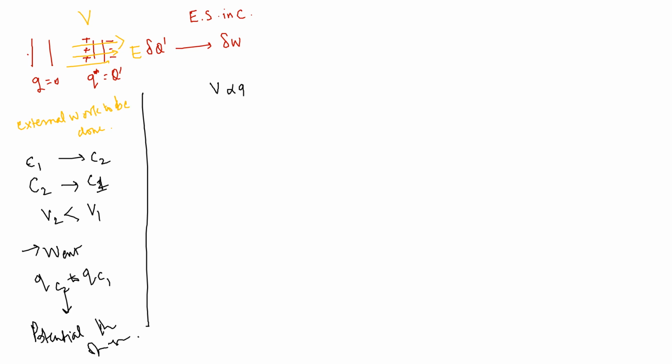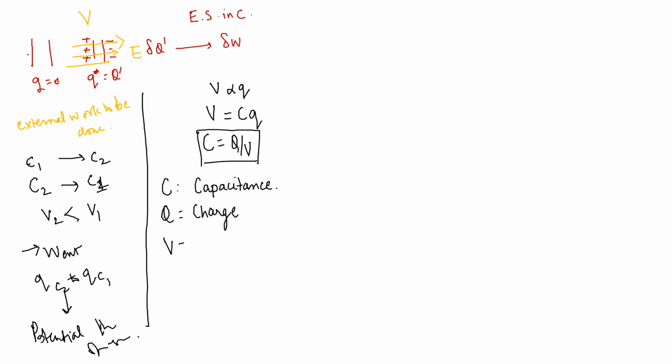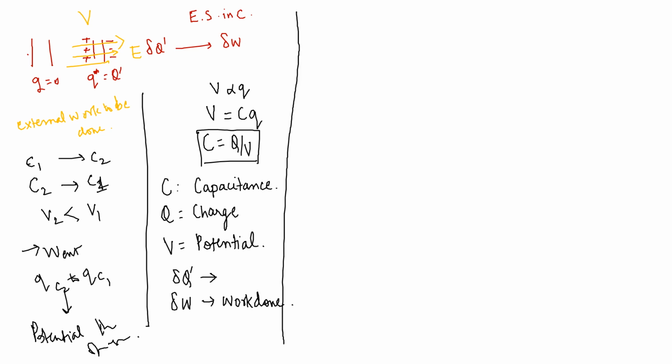So V is proportional to the charge, and V equals Q upon C. This we know: C equals Q upon V, charge upon the potential, from the capacitance. Here C is capacitance, Q is the charge, and V is the potential. Now a small del Q charge is introduced in the system, which needs work to be done, del W. This del W is defined as V into del Q dash, because del Q is the charge which is transferred at the potential V, and hence del W is the amount of work done.